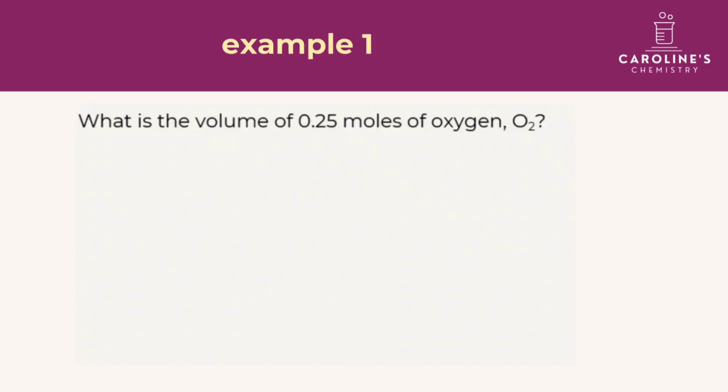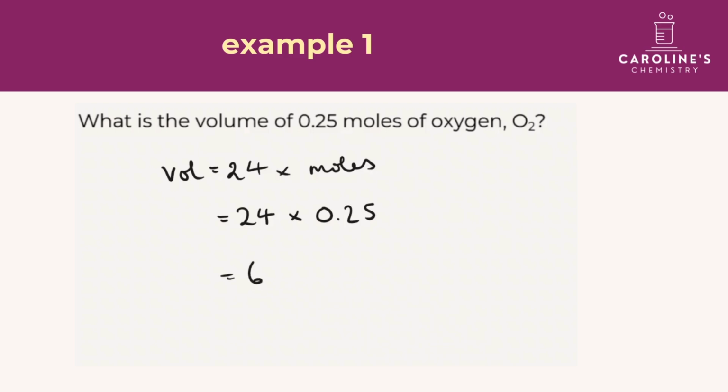So these examples are starting off nice and simple and working a bit harder as we go. So let's start off with the equation. So volume is equal to 24 times moles. Now here the question quite handily just gives us the moles, so we can plug that right in. We do 24 times by 0.25 and that gives us 6, but that's not our final answer. We have to put in the standard units of decimeters cubed.